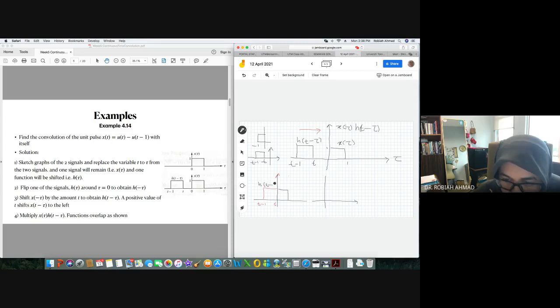T minus tau. X tau. Okay, so let us look at how it looks. I make it bigger so that you can see, because the one here is too small.